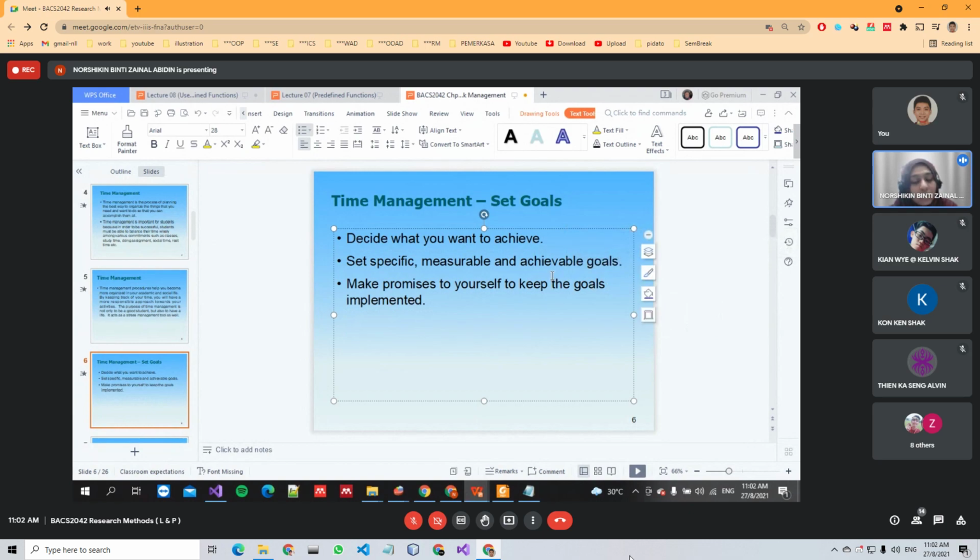The goal I mentioned just now that is not realistic to me is that, because I'm 28, by the age of 30 I want to be an associate professor. That is not realistic at all. So make sure it is specific, measurable, and achievable. Then make a promise to yourself to keep the goals implemented. Like I said just now, it is normal to feel demotivated, but keep reminding yourself what your goal is.